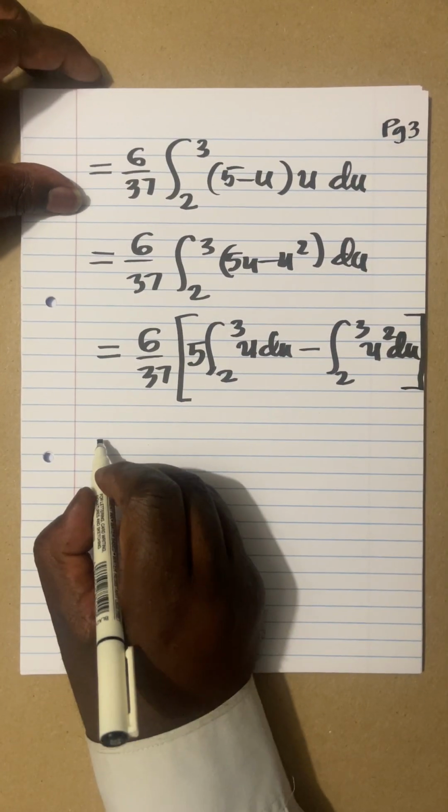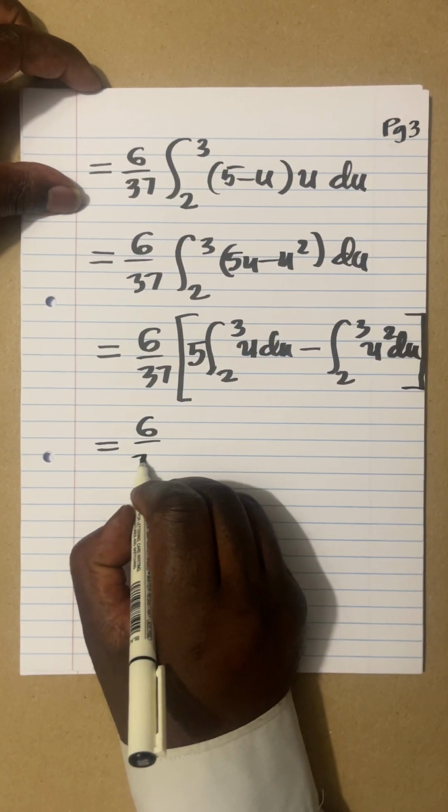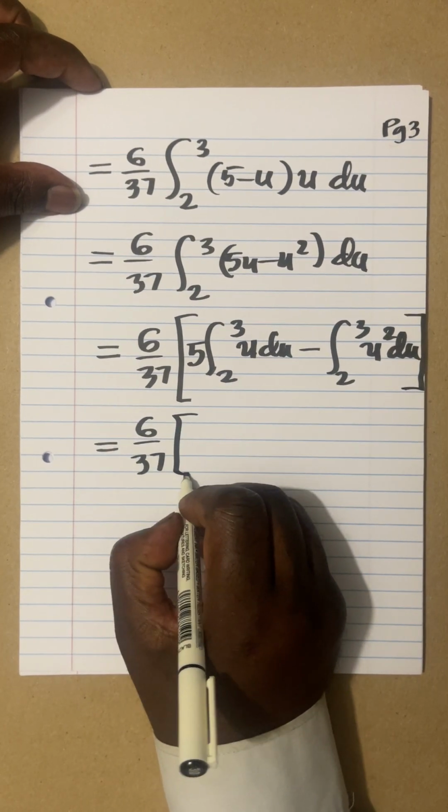Now keep this one outside. So this is 6 over 37. And then we have 5.